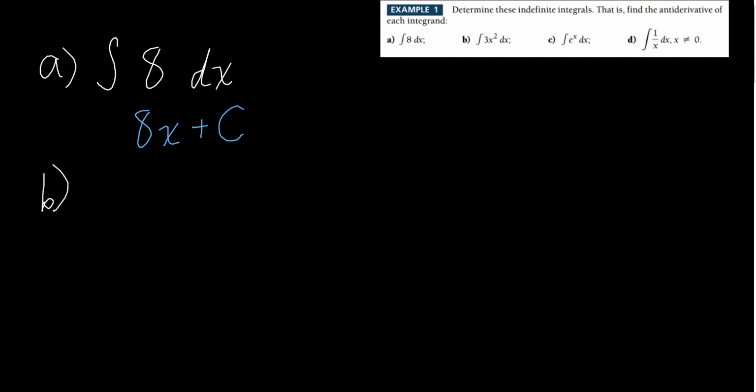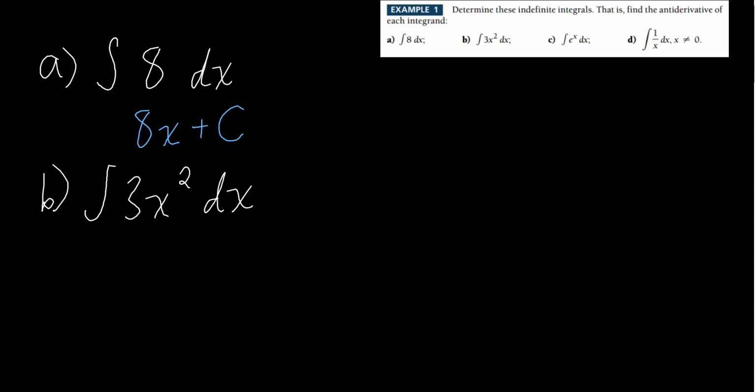Okay, b, we've got the integral of 3x squared dx. What we're going to do is take this 2, and we're going to go up 1, up to a 3. And then we're going to divide the entire problem by 3.